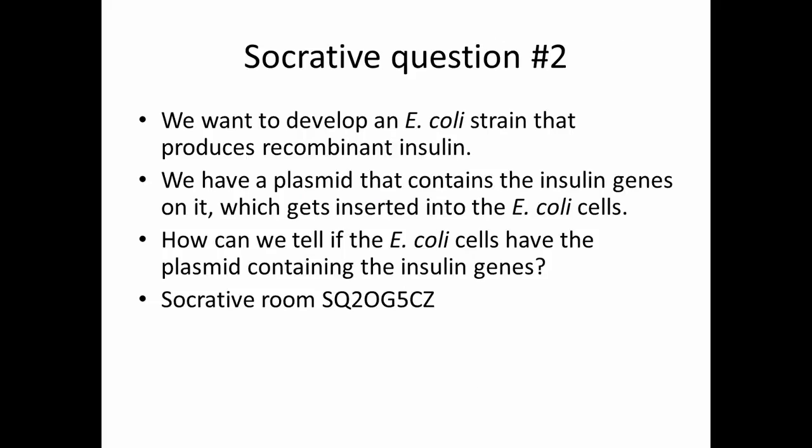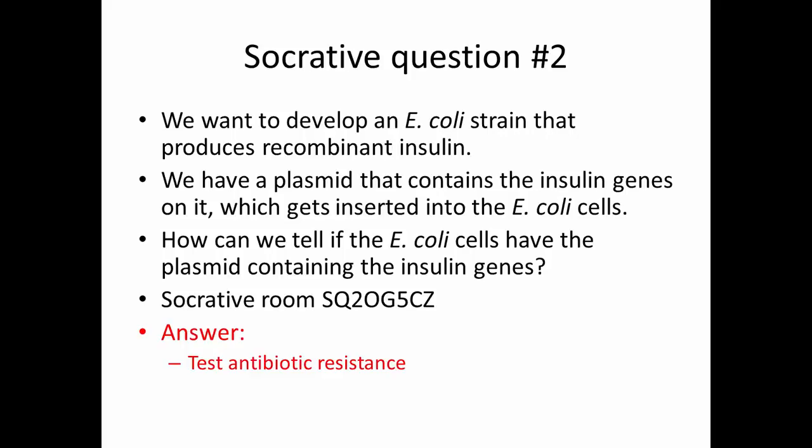Okay, so again, I'll just go quickly through the Socrative question. We want to develop an E. coli strain that produces recombinant insulin. We have a plasmid that has the insulin genes on it, and we can insert that into E. coli cells, which we do. How can we tell if the E. coli cells have the plasmid containing the insulin genes?